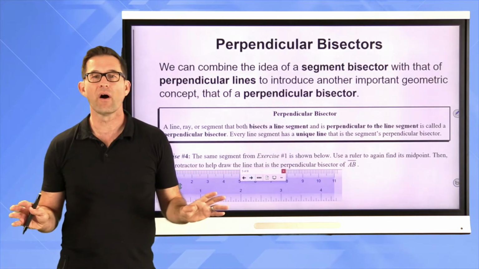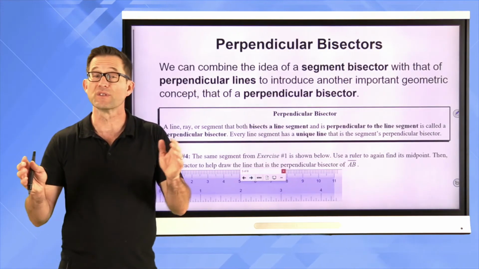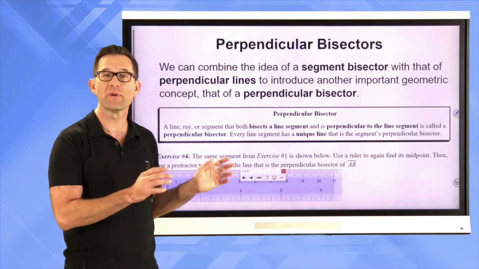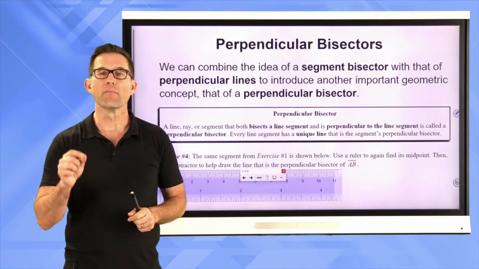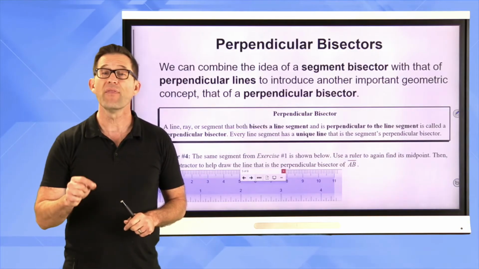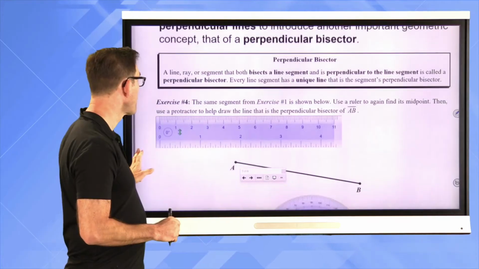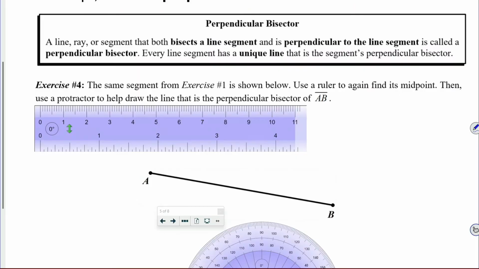Now, we can talk about combining the idea of a segment bisector, of course there's an infinite number of those, with a perpendicular line to introduce another important geometric concept, one that you're going to get sick of hearing about eventually, and that's of a perpendicular bisector. So let's talk a little bit about perpendicular bisectors.